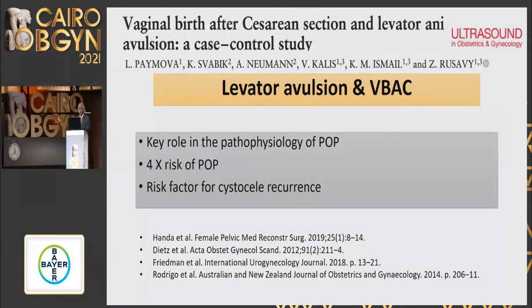Levator avulsion is important because it's significantly associated with the risk of pelvic organ prolapse later on in life. Women who have levator avulsion have 4 times higher risk of ending up with a prolapse compared to women who do not have that. Not only prolapse, but also cystocele, which is a form of prolapse, but in the anterior compartment.